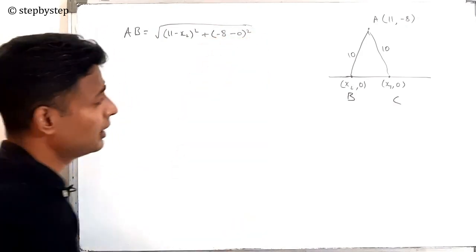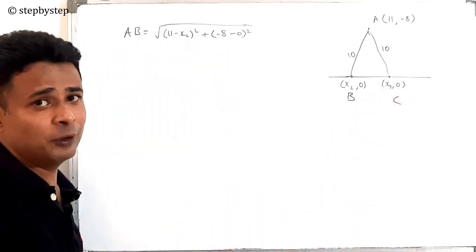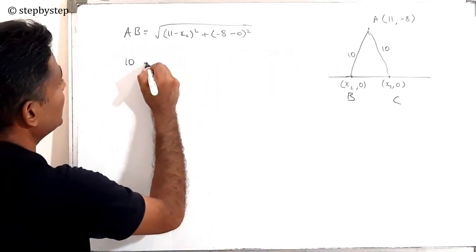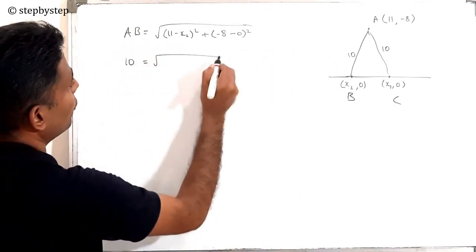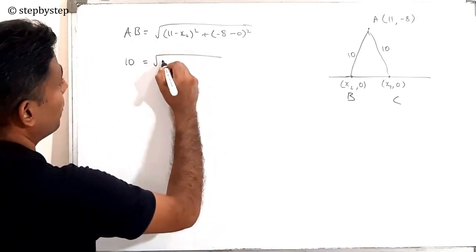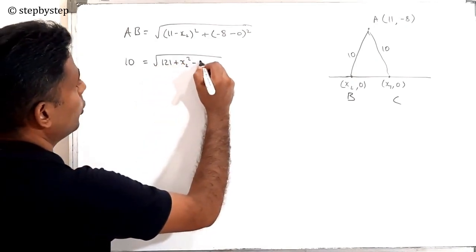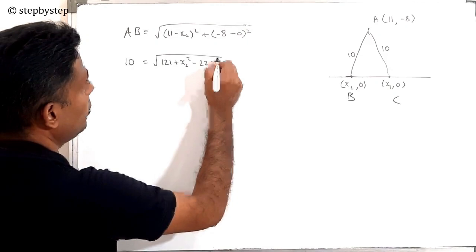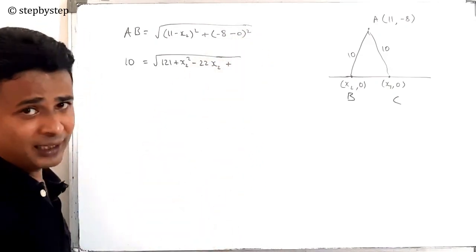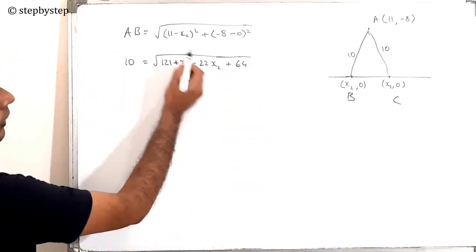Guys, you have to remember this. Any point on the x-axis will be of the form x comma 0. The y value will always be 0. So now AB, we know, is 10 units, equal to root of 11 minus x2 whole square. We have to use the a minus b whole square formula: a square plus b square minus 2ab, that is 121 minus 22x2 plus x2 square, plus minus 8 minus 0 whole square, which is 64.